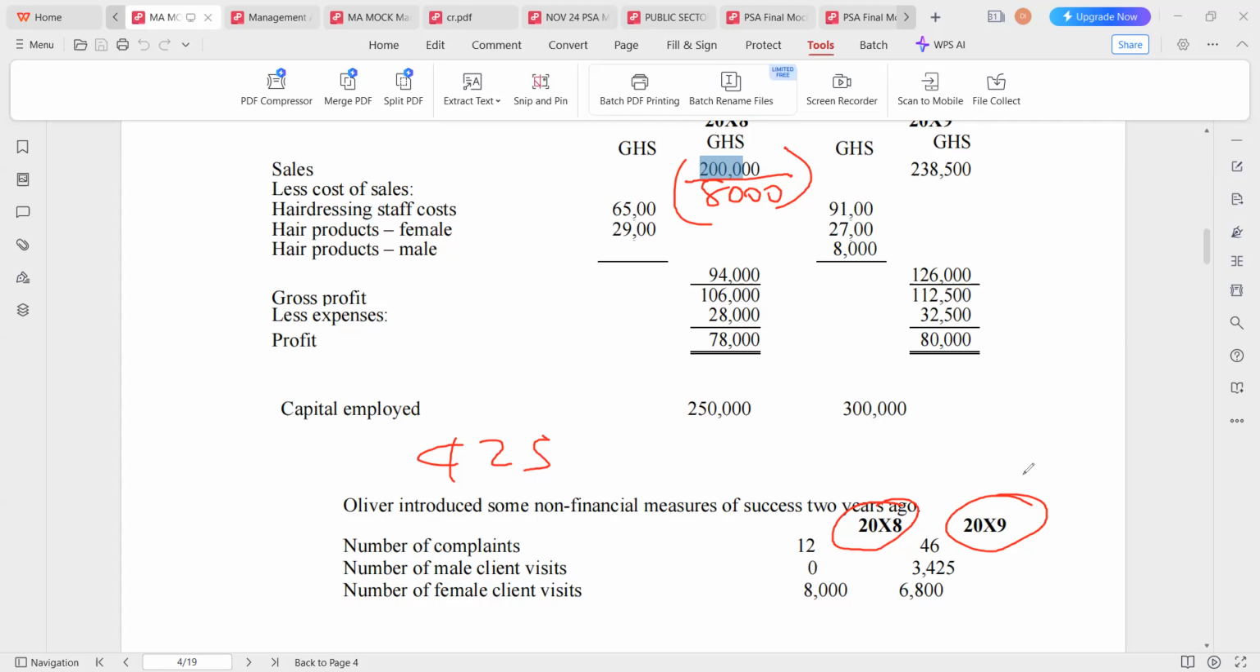Now, they said in the question that the price they charged in 2018 and 2019 for female clients remains the same. So if the price remains the same, let's find the revenue here. Female clients are 6,800. Multiply this by 25 cedis. What do you get? 170,000. So this revenue minus 170,000, the remainder is for male.